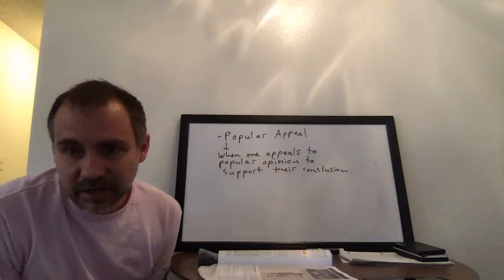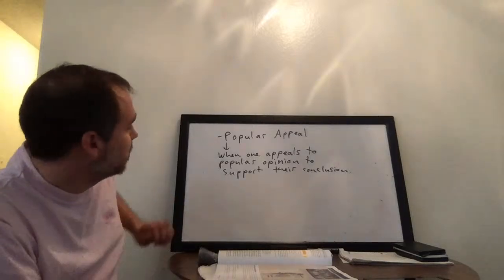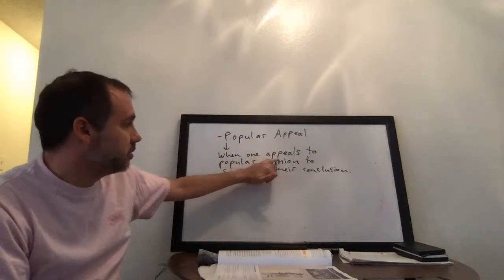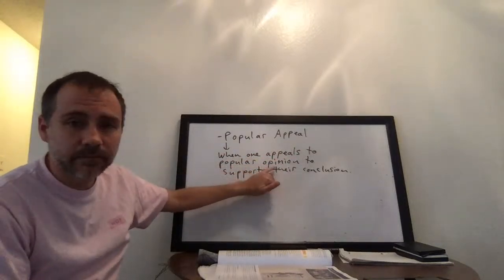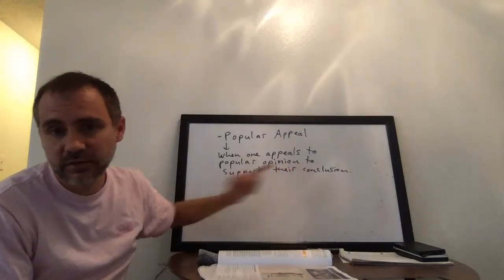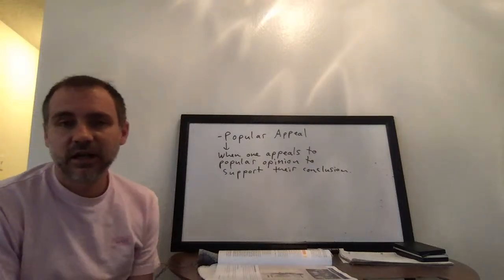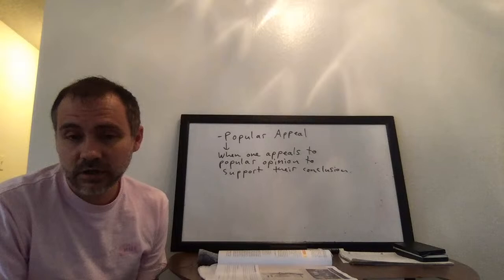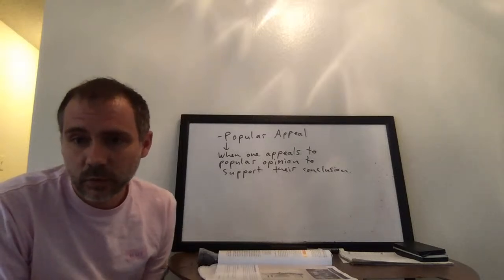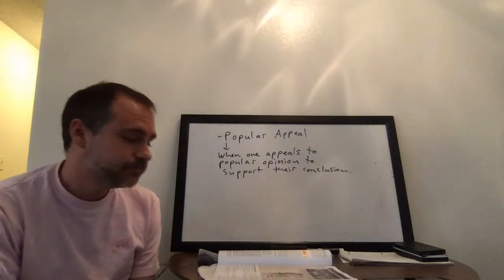You say, my screen is blurry. What is the definition? Okay, thank you for your question. What it does say is popular appeal: when one appeals to popular opinion to support their conclusion. So you'll see that written there. I'm trying to say it a little slower. You can always view this again in a playback later because it stays online, but that's what it does say. When one appeals to popular opinion to support their conclusion. Thanks, Veronica, for typing it in there.